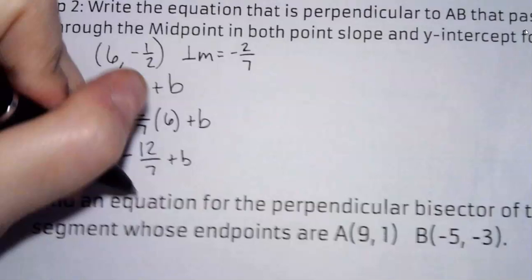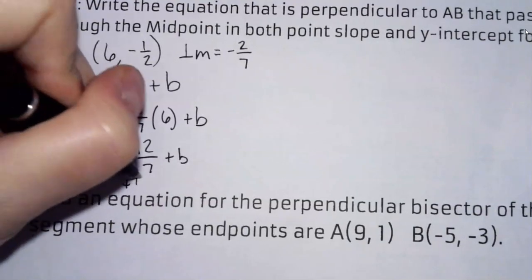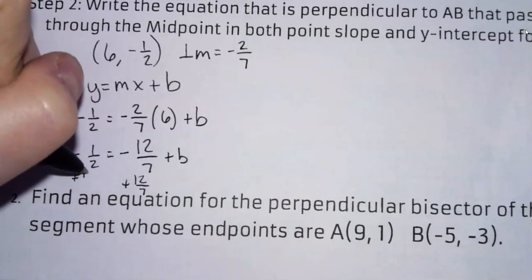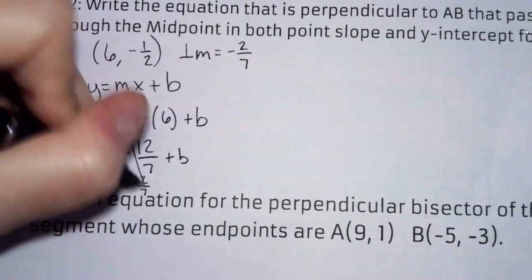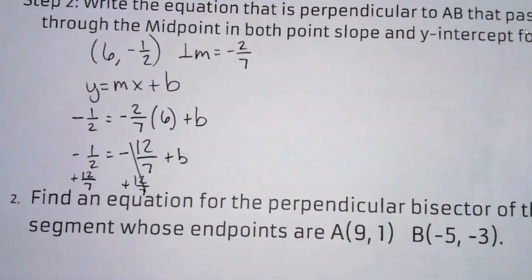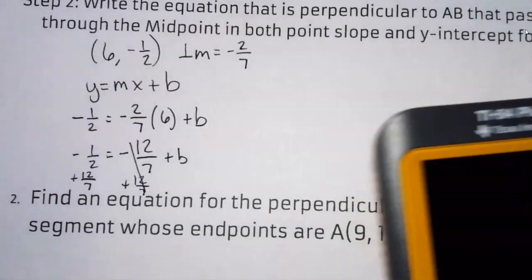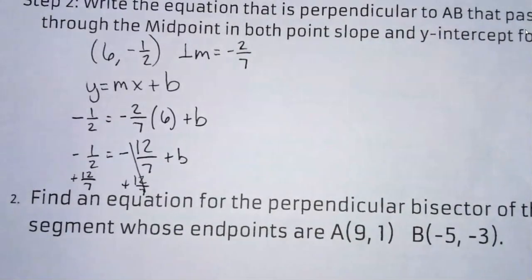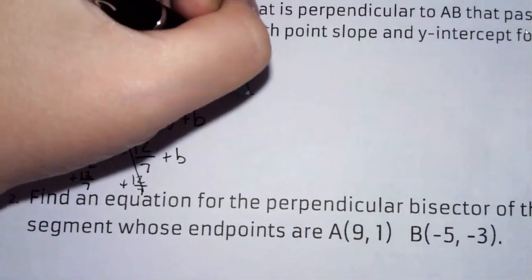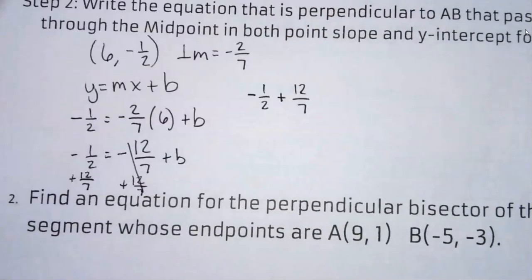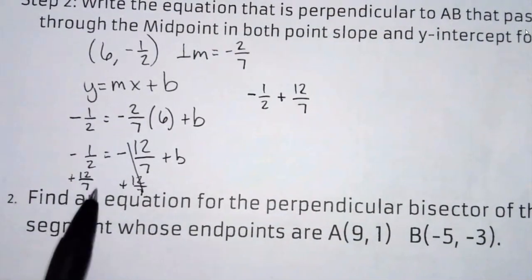Then I'm going to add 12 over 7 on both sides. Why am I doing this? Because I'm trying to get b all by itself. So I need to figure out what these 2 things are added together. I'm going to show you how to add these fractions, and then we're going to check it using our calculator, okay? So when I'm adding these fractions, -1/2 plus 12 over 7, see how this was -1/2, that's 12 over 7.